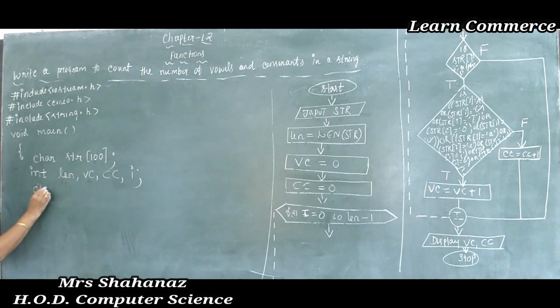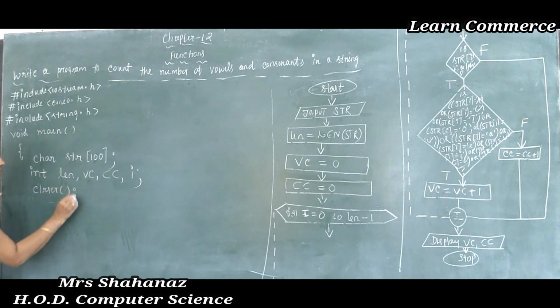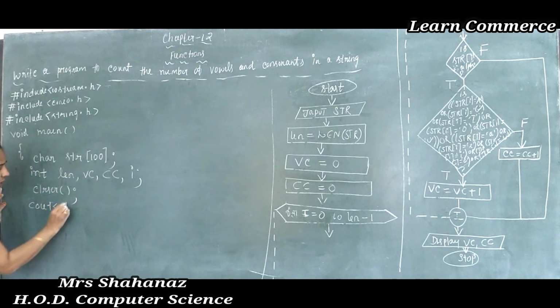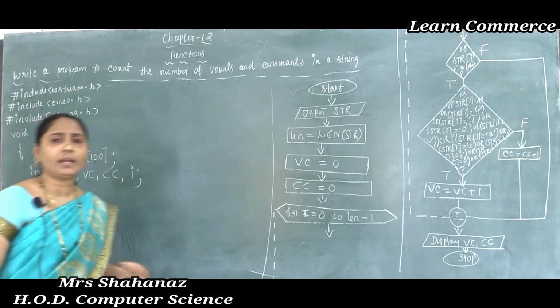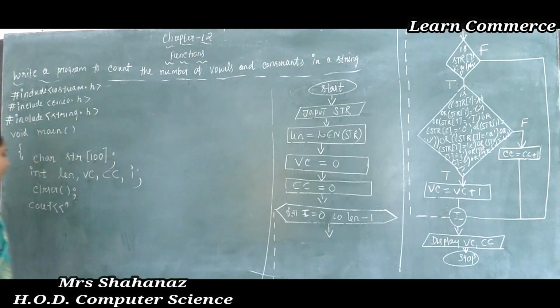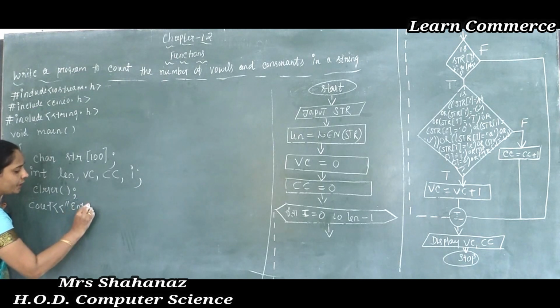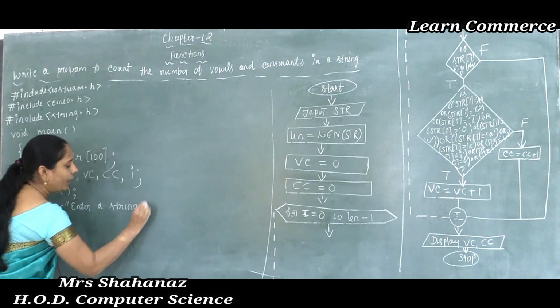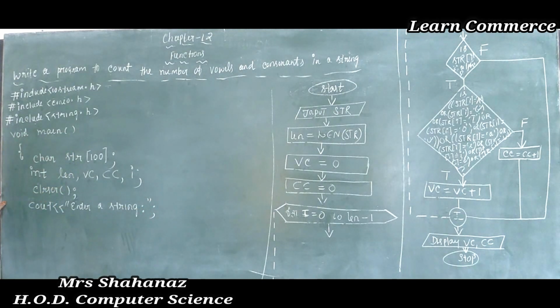And later next one, clrscr, open close semicolon, to clear the screen. We already used the header file conio.h, and now I am going to display the message. The message is enter a string. After entering a string only I can find the number of vowels and the number of consonants. So by using double quotation I am writing the message here, enter a string, and colon, closing of double quotation and the semicolon.